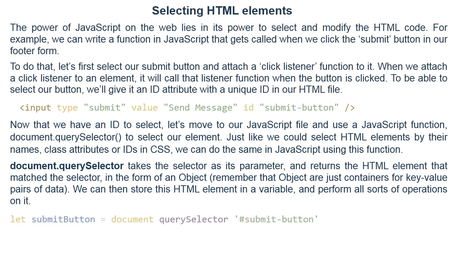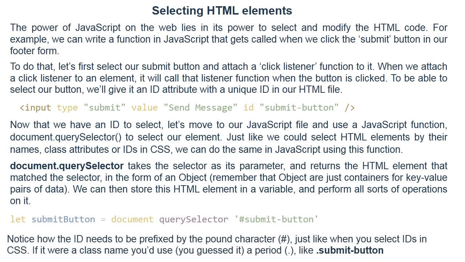let submitButton = document.querySelector("#submit-button"). Notice how the ID needs to be prefaced by the pound character, the hash, just like when you select IDs in CSS. If it were a class name, you guessed it, a period, a dot.